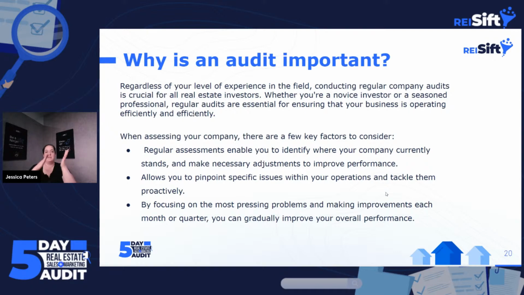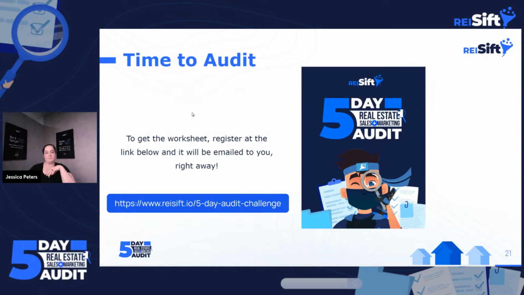So that's why we're doing individual areas. So like if marketing is your most pressing problem, you can focus on that first. Or if operations is your most pressing problem, you can focus on that first. And that will gradually improve your overall performance. All right, so one more time, there is the website to get the audit workbook.